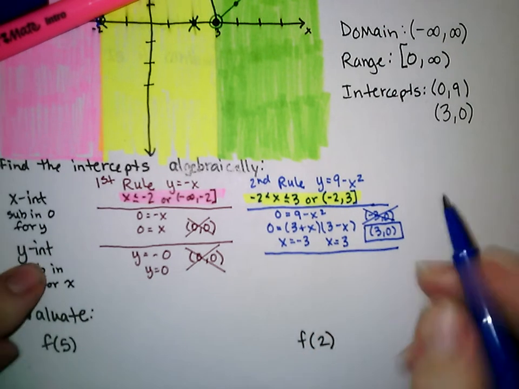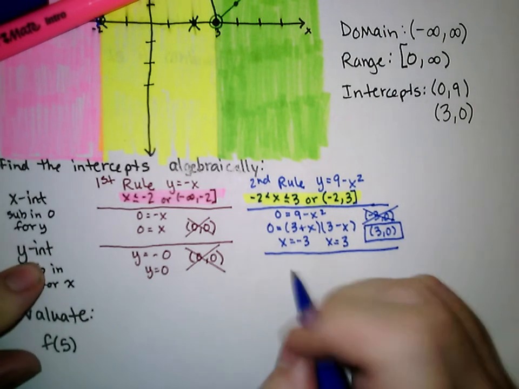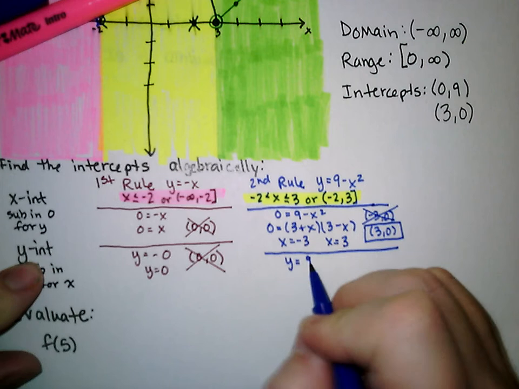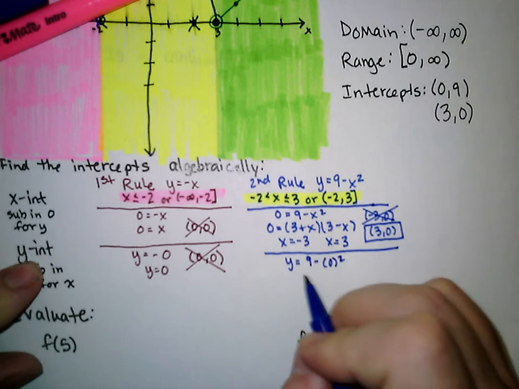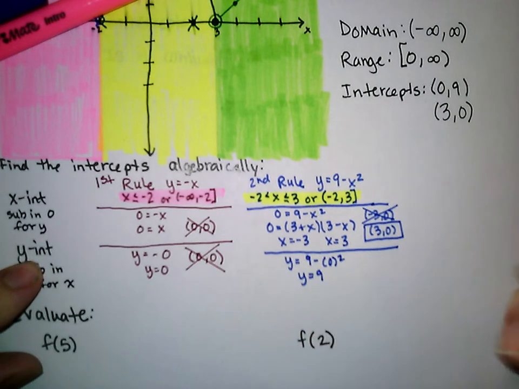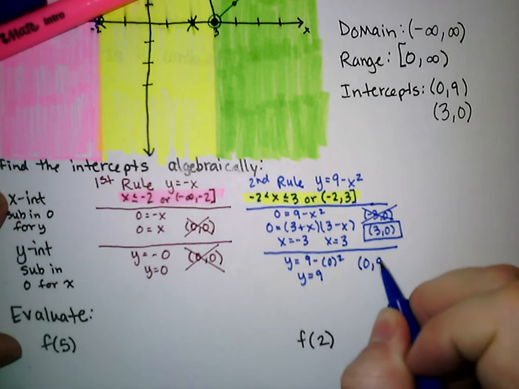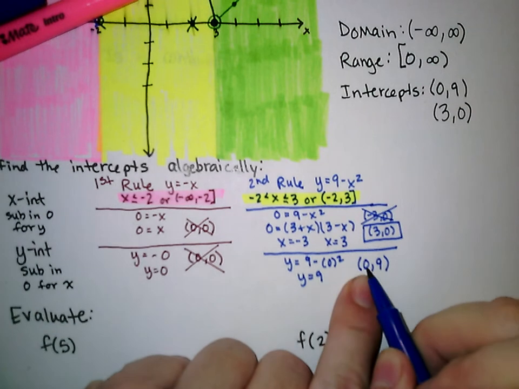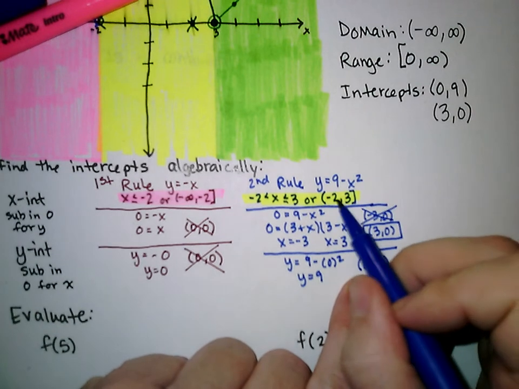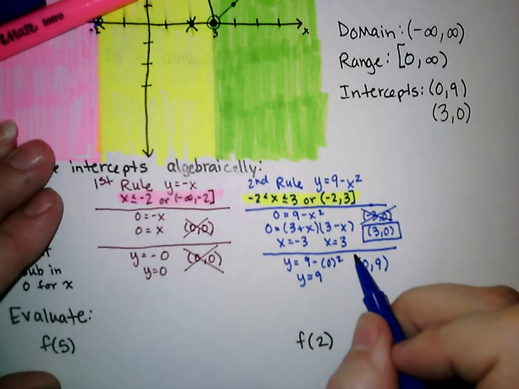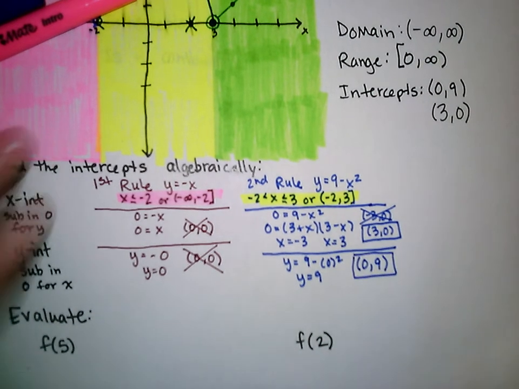Now let's look at our y-intercept. So we sub in 0 for x. The y equals 9 minus 0 squared. The y equals 9. So that gives us a y-intercept of (0, 9). Let's check our domain. X equals 0 is in that domain. So (0, 9) is going to count.